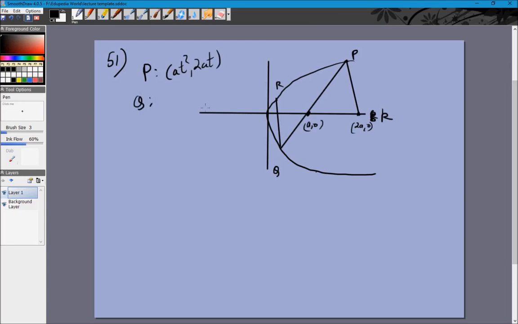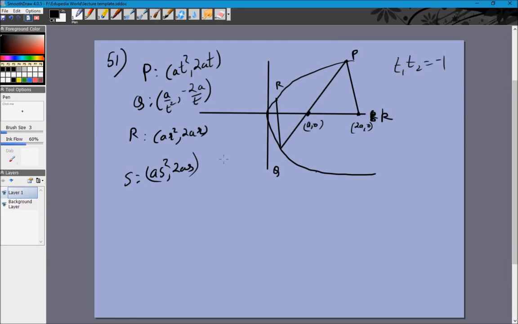Right. So P is given to us as at squared, 2at. Q. We know that PQ is a focal chord, and for a focal chord we have t1 t2 is equal to minus 1. That means for Q it will be minus 1 by t. So it will be a by t squared, minus 2a by t. R is ar squared, 2ar, and S is as squared, 2as. So we need PK to be parallel to QR. So let's just write the slope of PK and the slope of QR and equate them. The slope is given as y2 minus y1 by x2 minus x1.